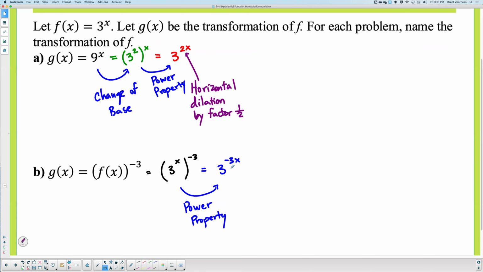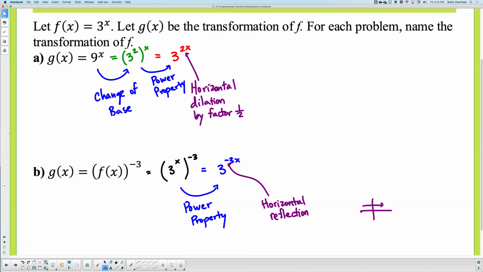I want to make sure you see there are 2 transformations here. I have a transformation in the negative. So this is a horizontal reflection. Horizontal because it's on the inside of the x. And if it's a reflection, you need to state which axis it goes over. If it's a horizontal, that means you're reflecting left and right.